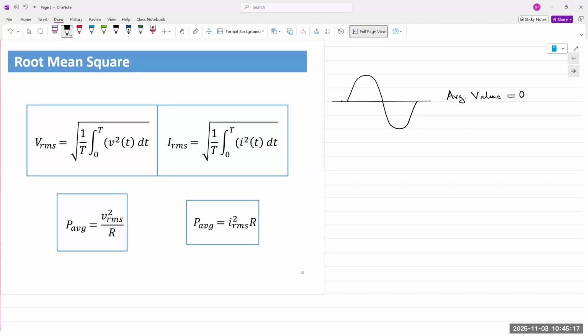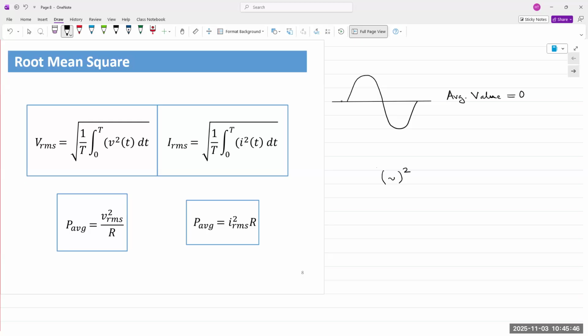Well, scientists and engineers figured out a way. Instead of taking the average value of the waveform, what we'll do is first take the square of the waveform. So if this is our voltage or current, for that matter, we will square it. And then we will take the average of the square.